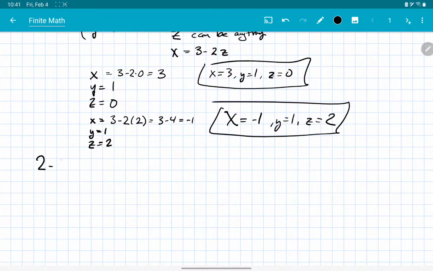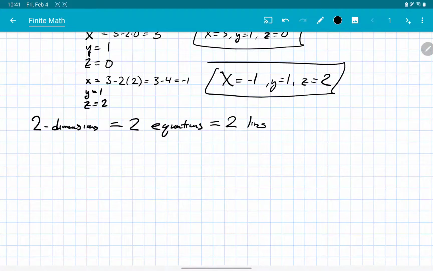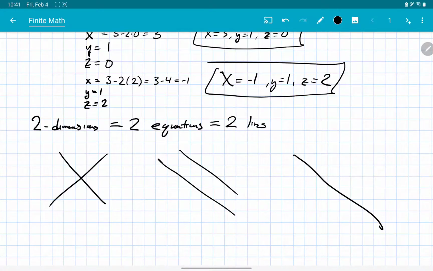In 2 dimensions, we have 2 equations that are needed to solve these things, and those 2 equations are 2 lines. So if you're in 2 dimensions, there's 2 equations, and those are 2 lines in a plane. How can they intersect? Well, 2 lines in a plane can intersect like this. They can be parallel, or they can be the same doubled up line. That's the only way for 2 lines to lie in the plane.